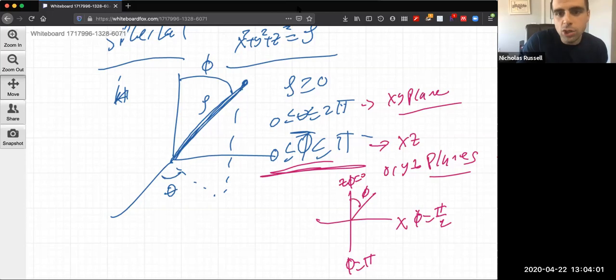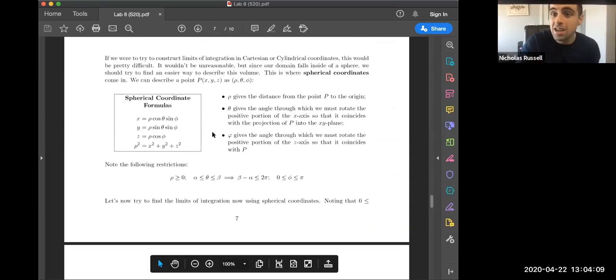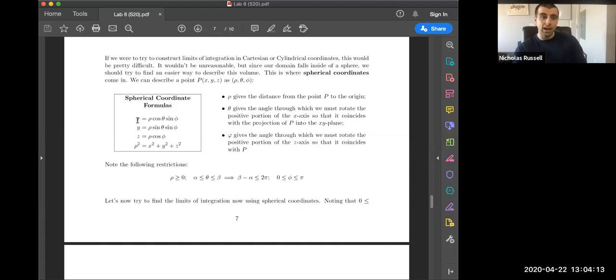Now, the big thing when we change to spherical coordinates, as you will see in the lab, is I have these coordinate transformations. I have that x is equal to rho cosine theta sine phi. I have y equals rho sine theta sine phi, and I have z equals rho cosine phi. I also have this nice transformation, rho squared equals x squared plus y squared plus z squared. We also do have these restrictions.